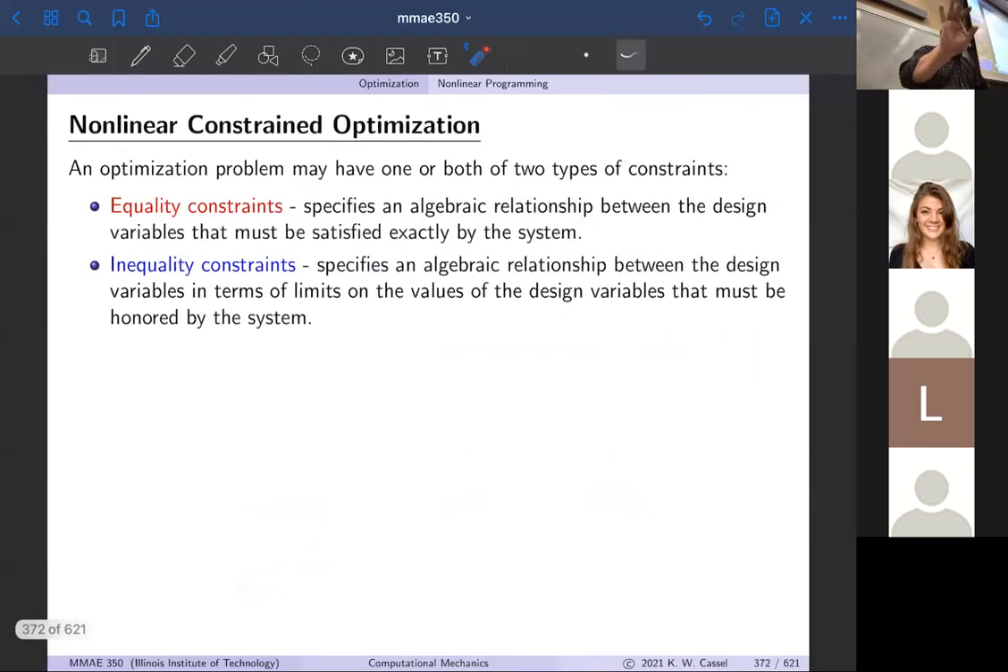Okay, we're going to sweep that under the rug. We're just going to let MATLAB or Python do the solution for us, so we're not going to worry about that little detail. All right, now everything I've talked about so far has been unconstrained, so no constraints on the optimization. Now we need to think about, okay, what about constraints?